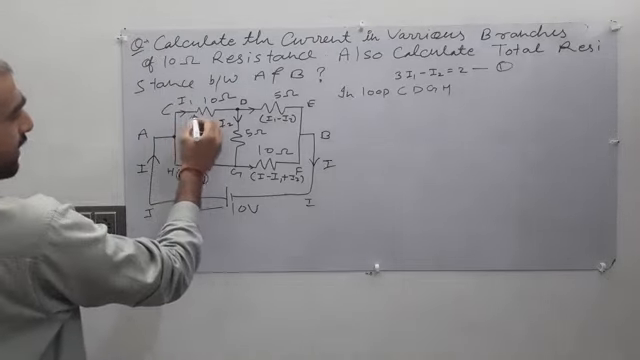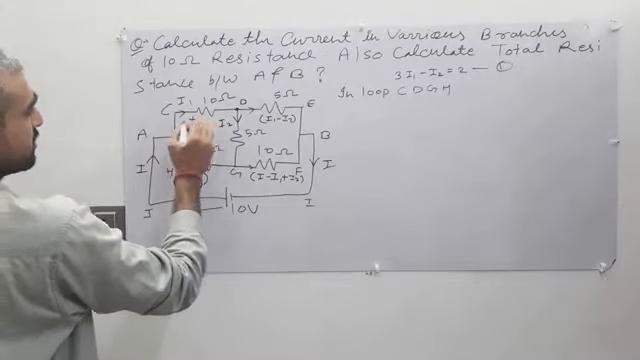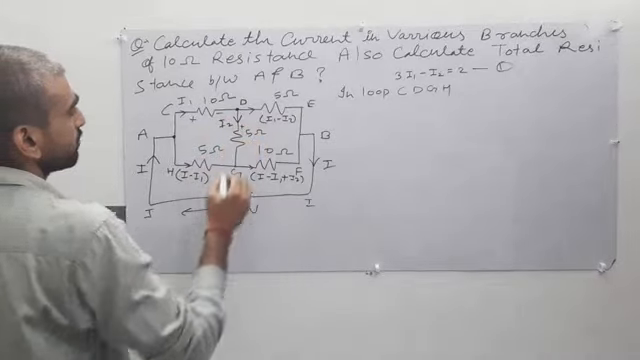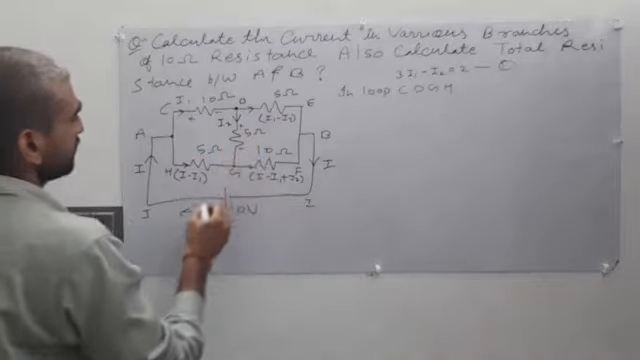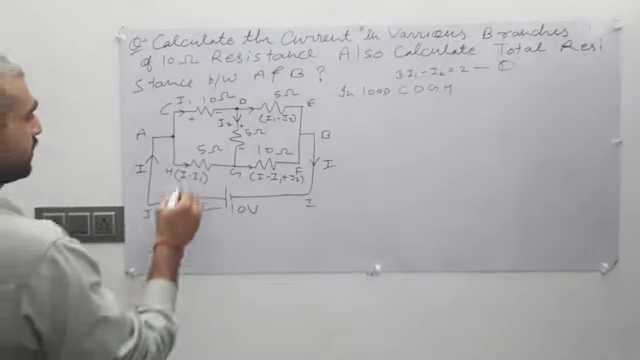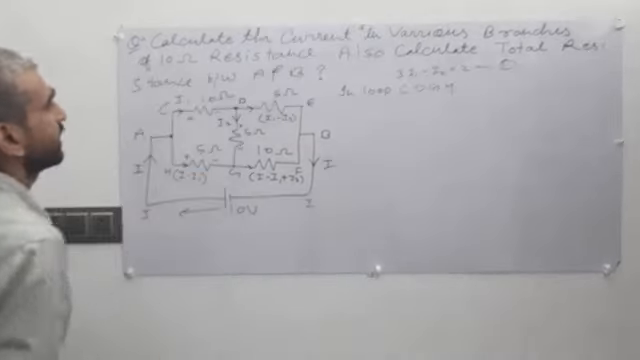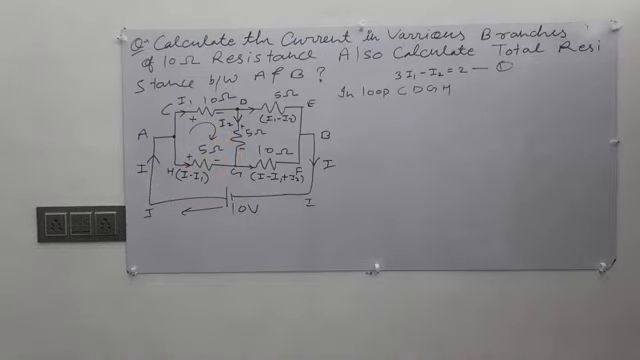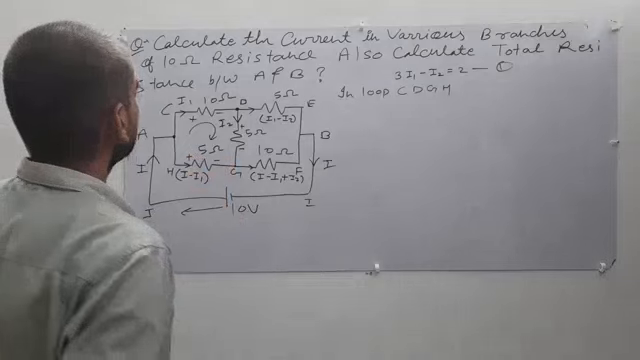Because this current enters from this terminal, that means this terminal is taken as positive and this is negative. This also will be positive and this is negative. Okay, we take our loop in the clockwise direction. Now, what are the values?